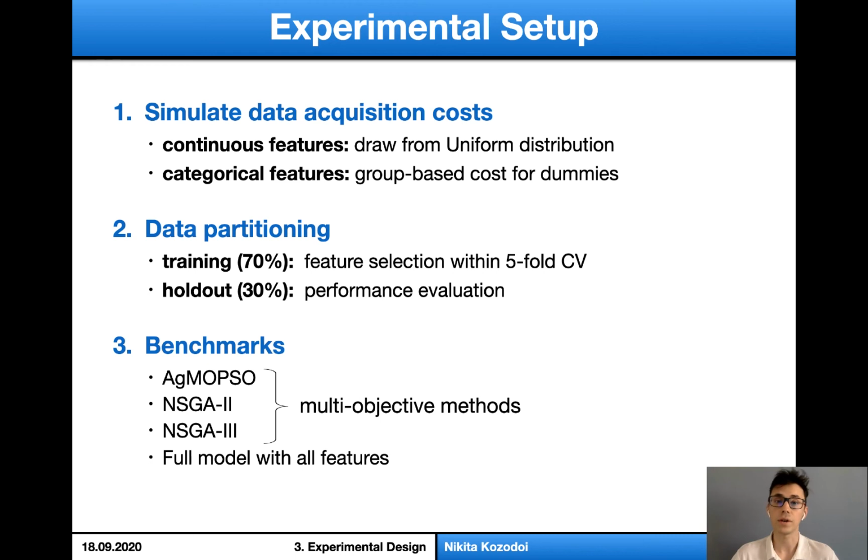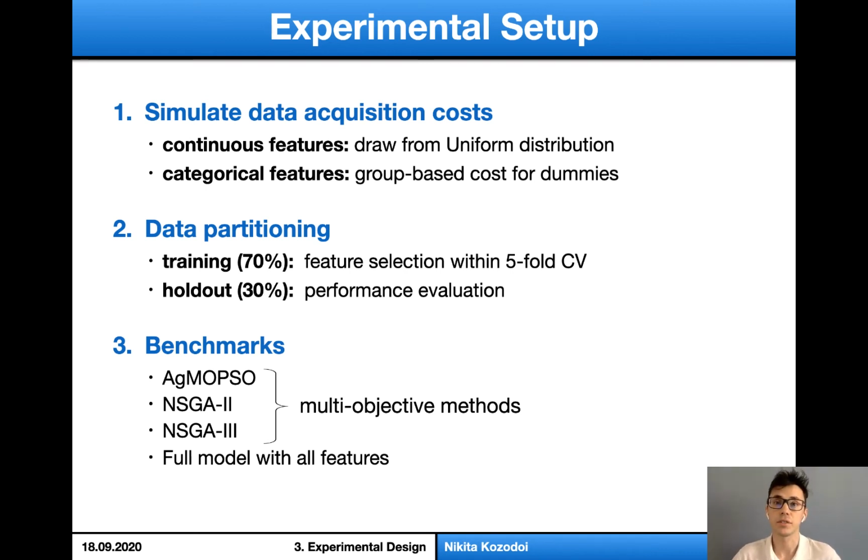On 70% of our data, we run 5-fold cross-validation to perform feature selection. Another 30% serve as a holdout sample to evaluate performance of feature selection methods. Regarding the benchmarks, apart from AgMOPSO, we are using NSGA2 and NSGA3, which are two popular multi-objective optimization algorithms. All three multi-objective algorithms use the same set of objectives: AUC, number of features, and their acquisition cost. Finally, we also use a naive benchmark, a full model with all features that performs no feature selection.